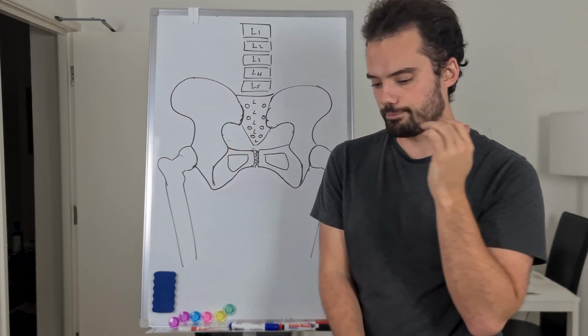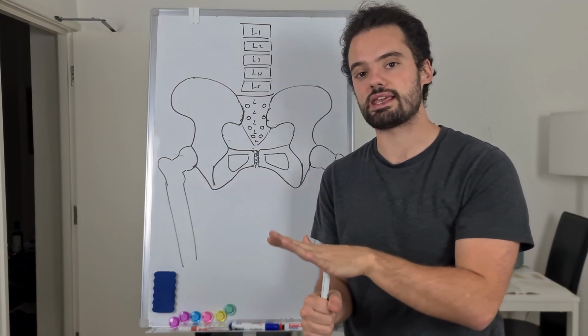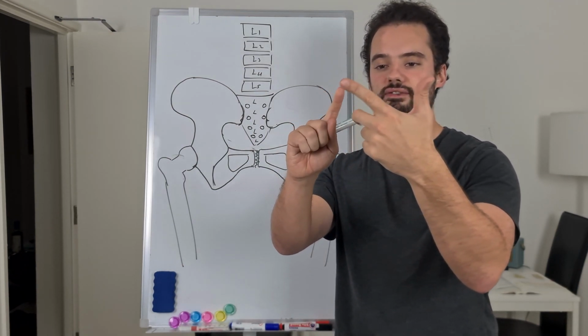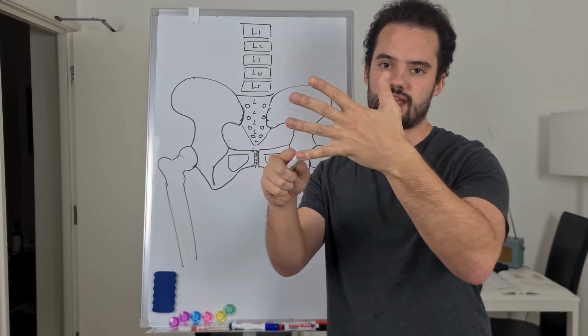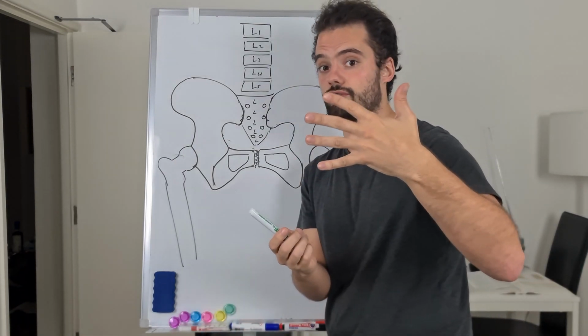And in particular, the nerve roots that make the sciatic nerve are L4, L5, S1, S2, S3. So from L4 all the way down to S3. Five nerve roots because it's a big nerve. It needs a lot of nerve roots to make it.